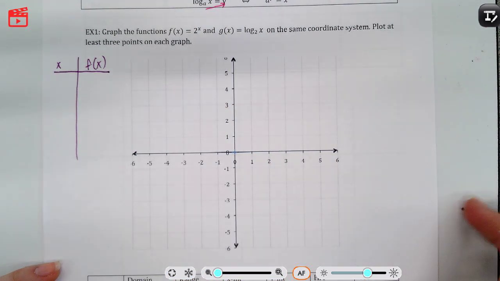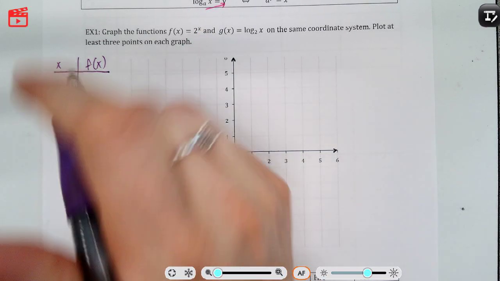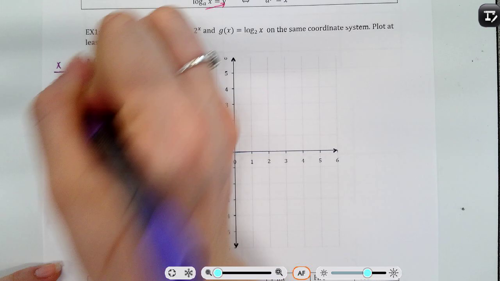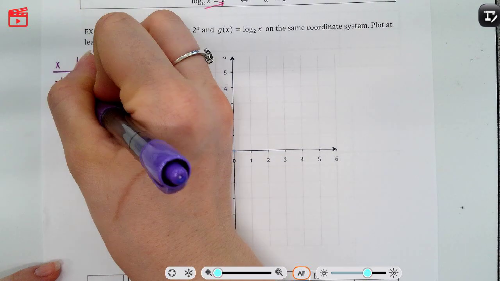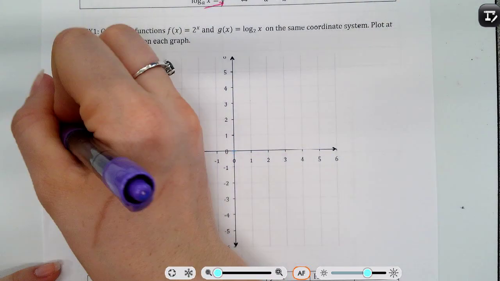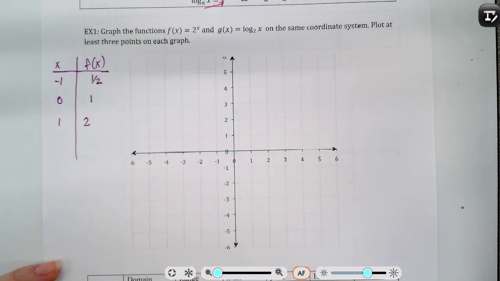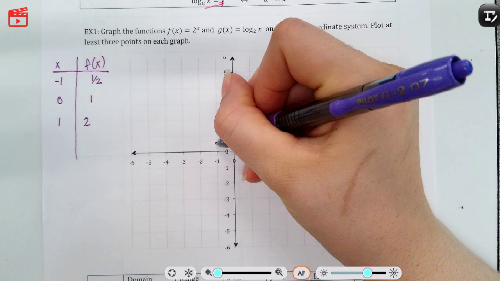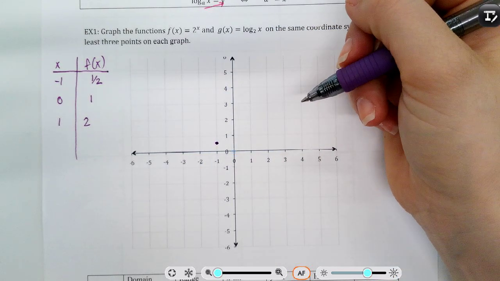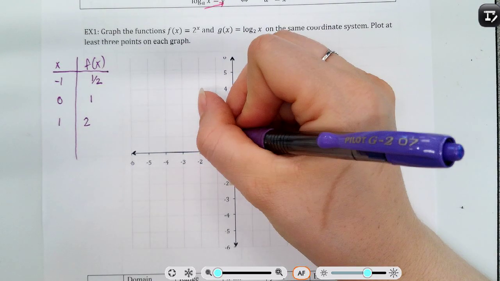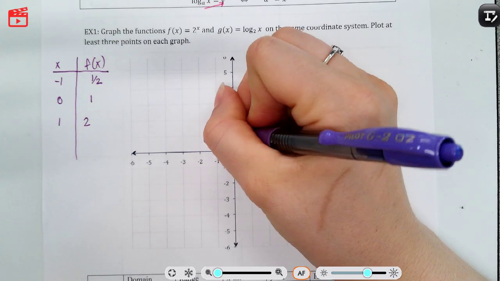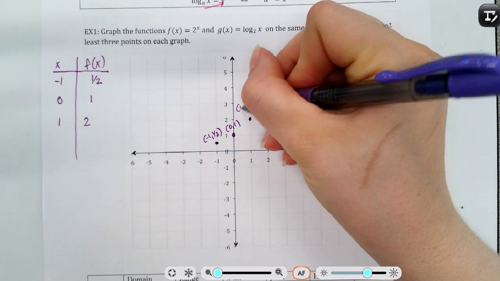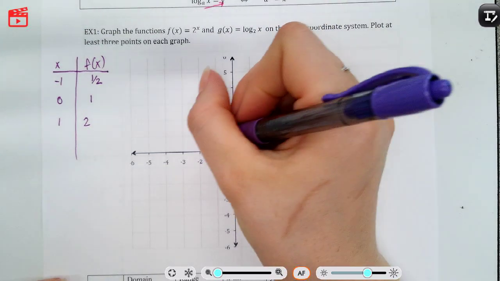Well, this one's rather simple, so I'm just raising 2 to some power, so let's try 2 to the negative 1 power. That'd be a half. 2 to the 0 power would give me 1. And 2 to the 1 power would give me 2. I'm going to go ahead and plot these points. So negative 1, a half. 0, 1. And 1, 2. Okay, so graphing these in.